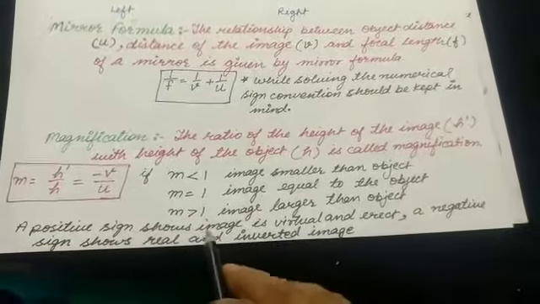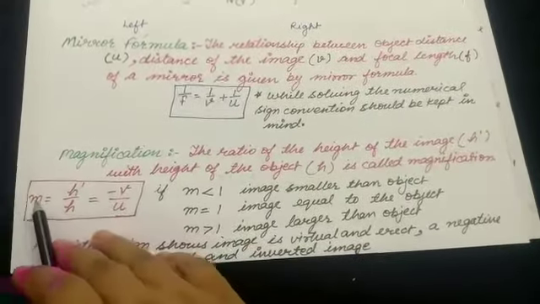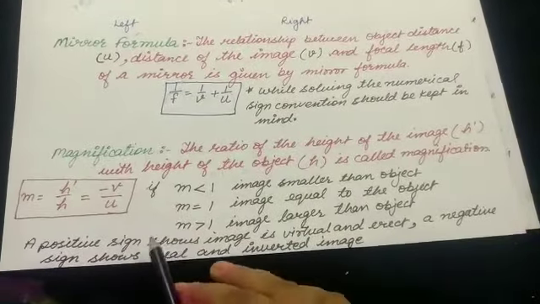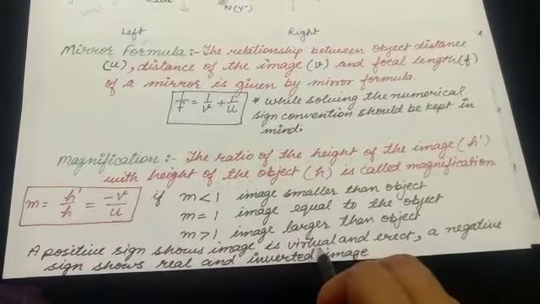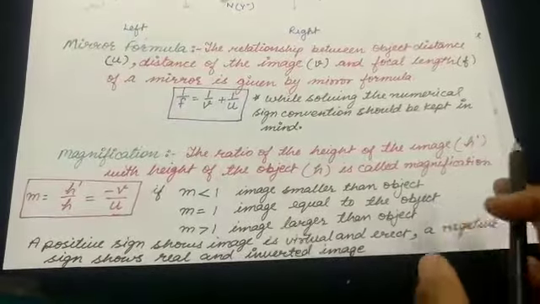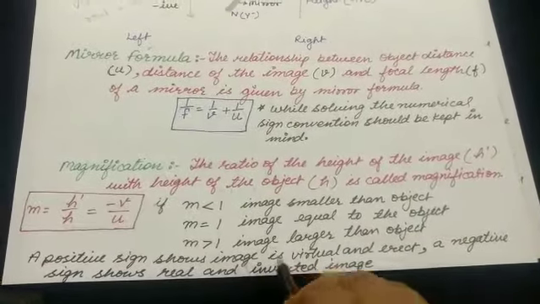A positive sign always shows that the image is virtual. If the magnification or the height of the image is positive, it means the image is virtual and erect. And if we get a negative sign after solving the numerical, it means the image is real and inverted.